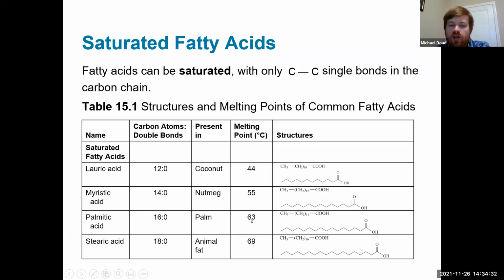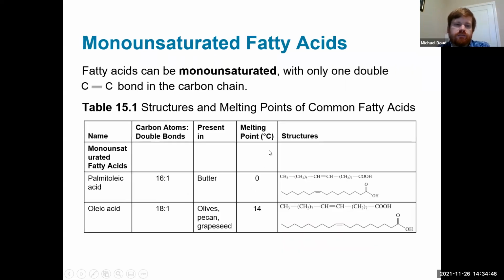But palm oil, if you're familiar, is also solid at room temperature. And of course, animal fats, things like butter or lard, contain a lot of stearic acid, and those are also solids at room temperature. Okay, now, after we get the saturated fatty acids, then we can talk about the different types of unsaturated fatty acids.